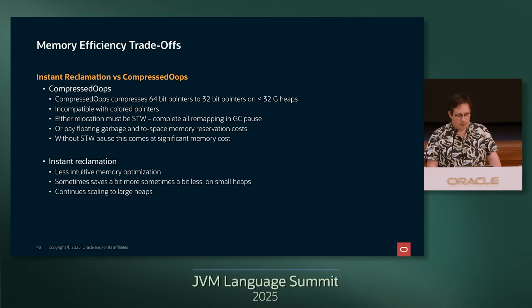So compressed pointers, pretty cool, and small heaps, and can be used for most real-world situations, but have non-obvious costs when you have a concurrent GC. Whereas instance reclamation still works pretty well in small heaps, but scales even better on larger heaps. And in my very unbiased opinion, it's also a cooler way of saving memory.